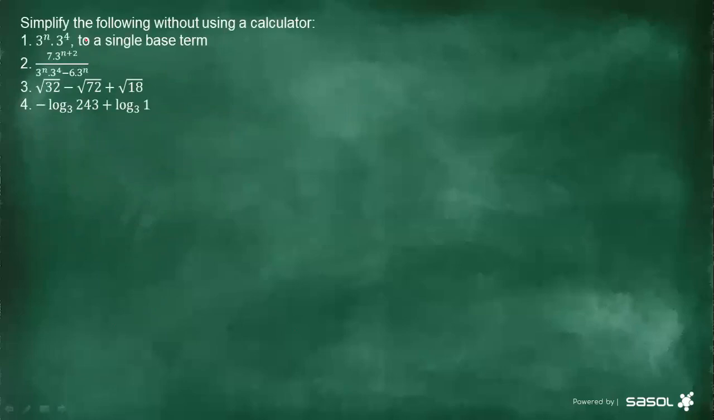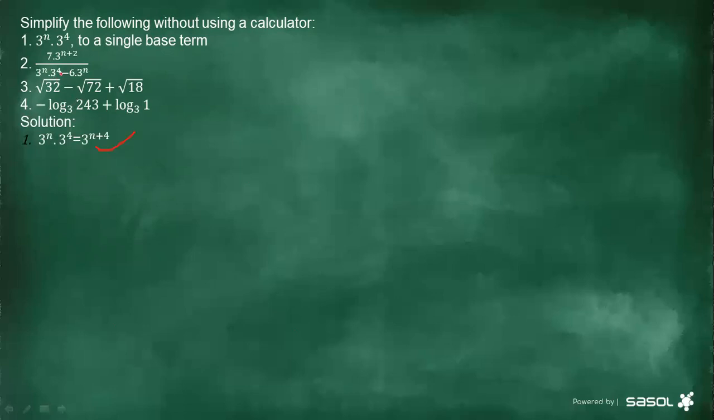Simplify the following without the use of a calculator. 3 to the power n, 3 to the power 4, to a single base. Let's see. If we have the same base and you multiply, you add the exponents. This is what we did. We add the exponents. All right, so it's quite easy.